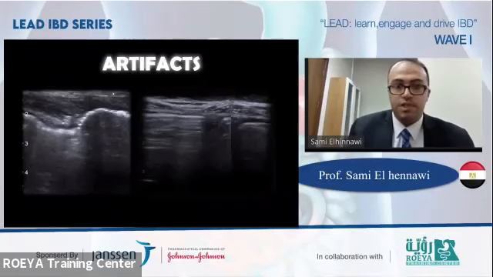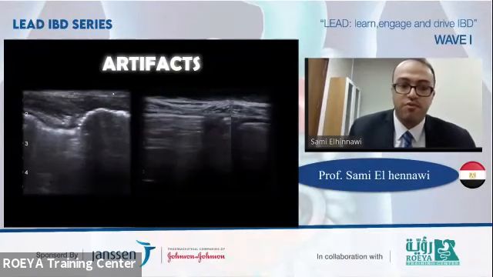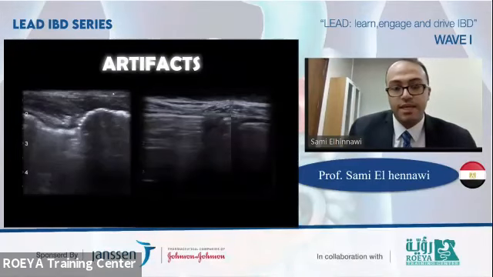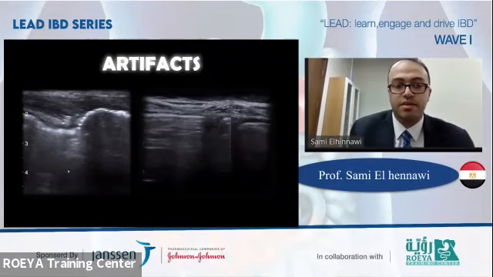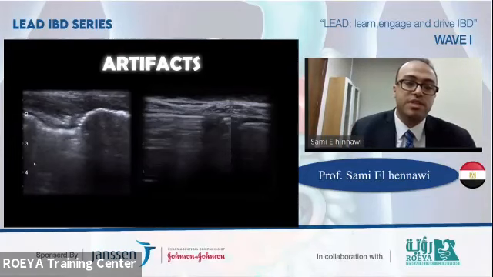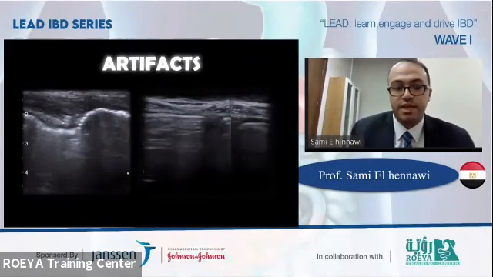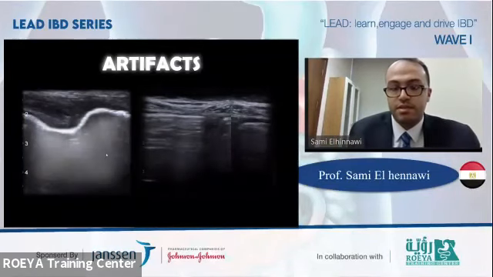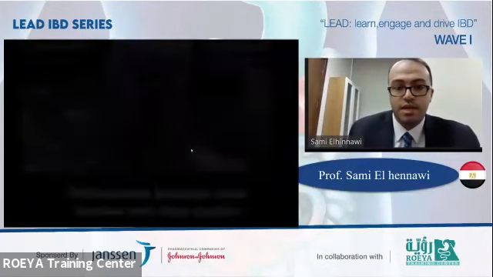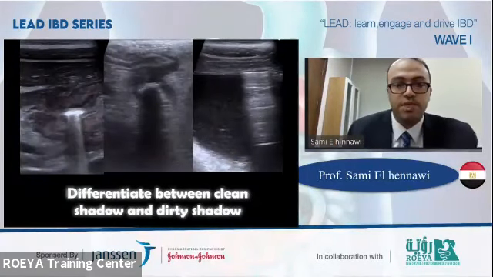Firstly, we should differentiate between the artifacts of air and the shadow of stones or hard objects, foreign bodies, and bones in ultrasound. The artifact of air is white. Yes, we can see the artifact of air. It causes an artifact named ring-down artifact or a reverberation artifact. Here the shadow is white, and here the shadow is white, and it must be differentiated between the white shadow and the clean shadow.